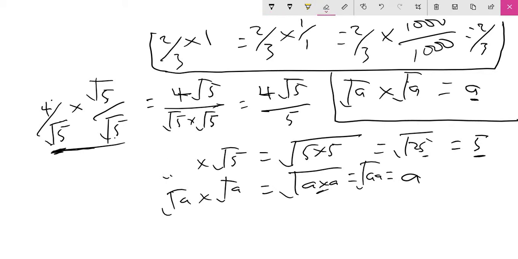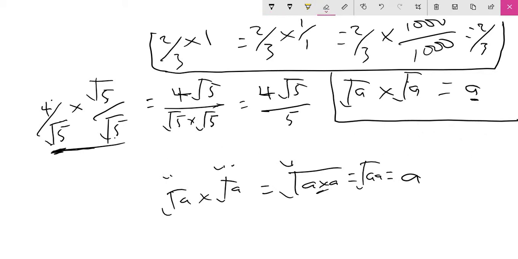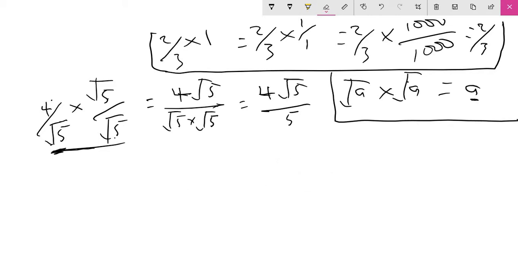So as you can see, we multiply the fraction by the surd. We multiply the fraction by the irrational number divided by itself, and then we multiply it out, and in that way we'll be able to rationalize the denominator and then get our final answer in this form. Let us do a couple more examples.